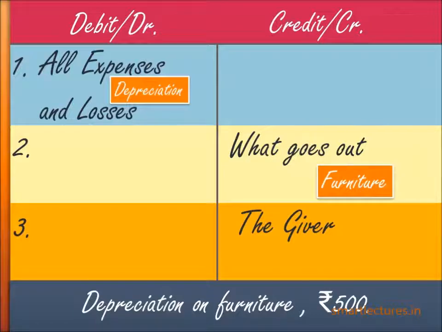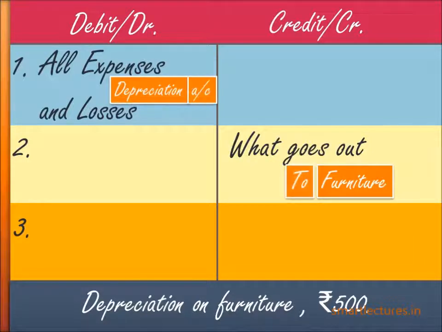This transaction may be a bit confusing for you. In the upcoming segment, we'll be taking up the chapter on depreciation. It will be a full-fledged chapter on depreciation, so I'll be able to explain the full details of why we are going to credit the furniture account. So on the debit side, depreciation, and on the credit side, furniture. Or we can say depreciation account to furniture account.